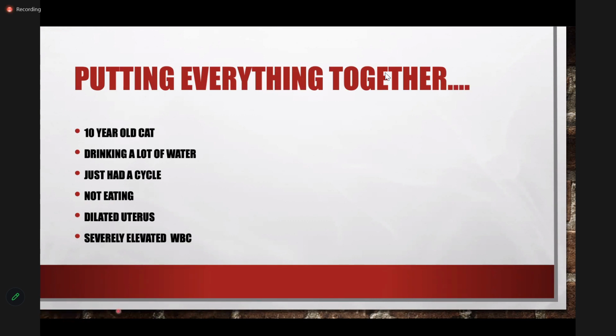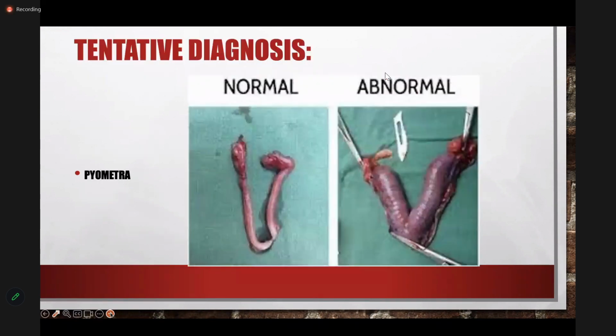Okay, so this is pyometra. Okay, that's pyometra. That's normal. Can you see my pointer, guys? Can you see this? Yes po, Doc. Okay, so this is normal and this is the pyo.